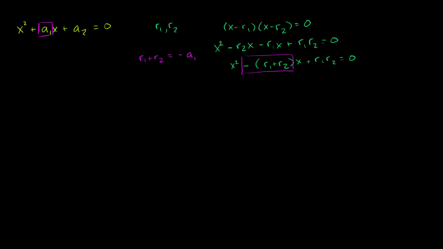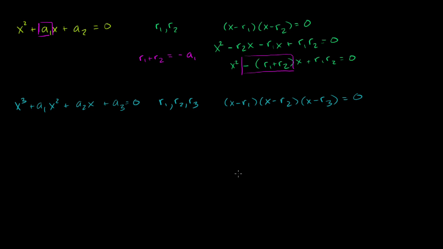Let's try the third degree case. Let's see if we have x to the third plus a1x squared plus a2x plus a3 is equal to 0. Let's think about what the sum of its roots might be. Well, this guy is now going to have one more root. I'm not saying it's the exact same equation, but let's say we're keeping everything general. So now we could say we have roots r1, r2, and r3. Or we could say that x minus r1 times x minus r2 times x minus r3 is equal to 0.